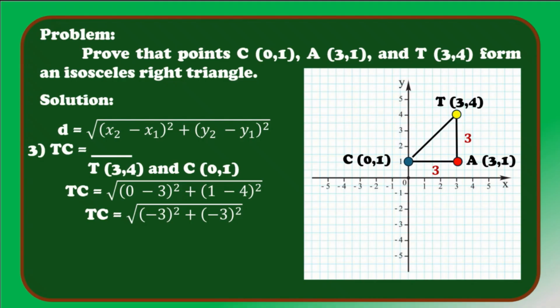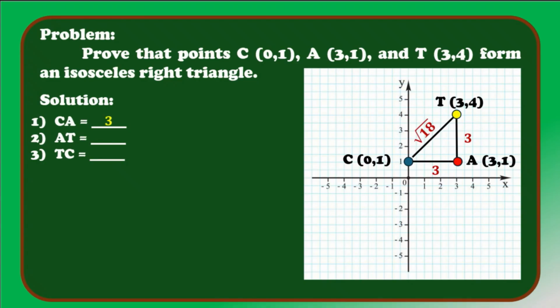Let's square both, and we're going to have the square root of 9 plus 9, because negative 3 squared is 9, and negative 3 squared is also 9. TC will become the square root of 18, which came from the sum of 9 and 9. So therefore, the measure of TC is equal to the square root of 18. This time, we already have the lengths of our sides. CA is equal to 3, AT is equal to 3, and side TC is equal to the square root of 18.